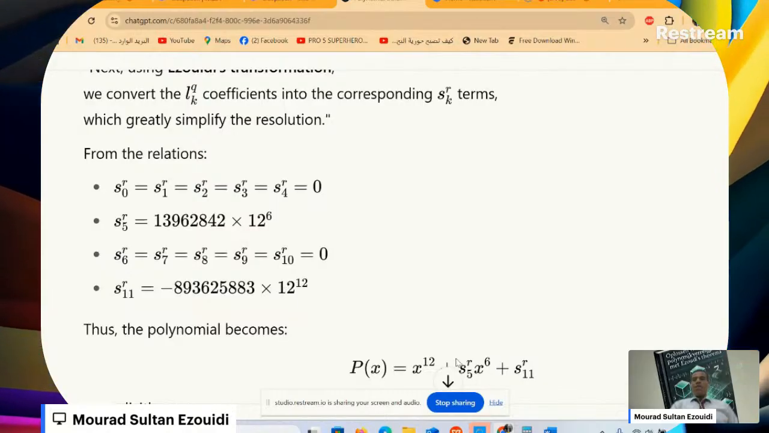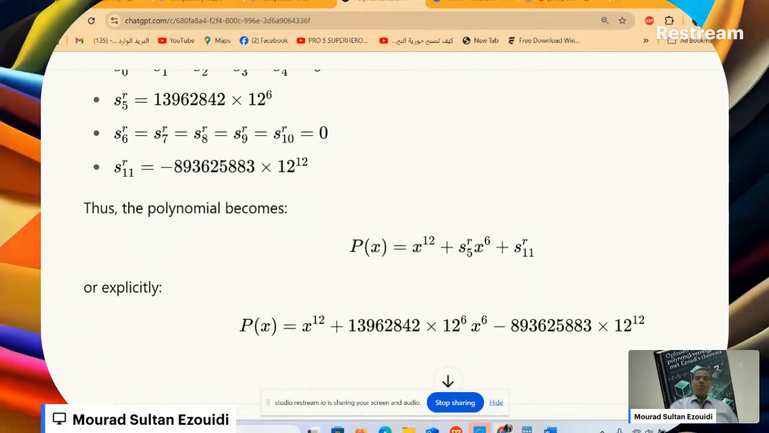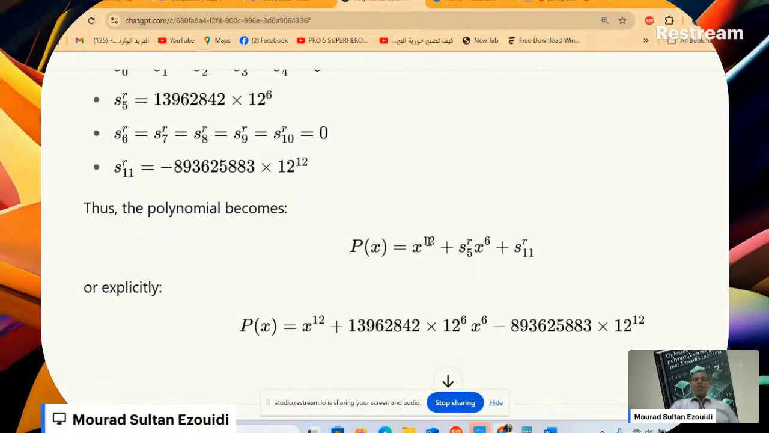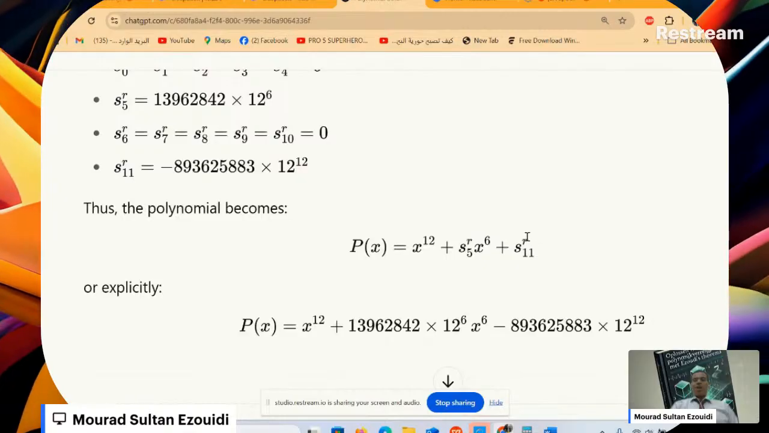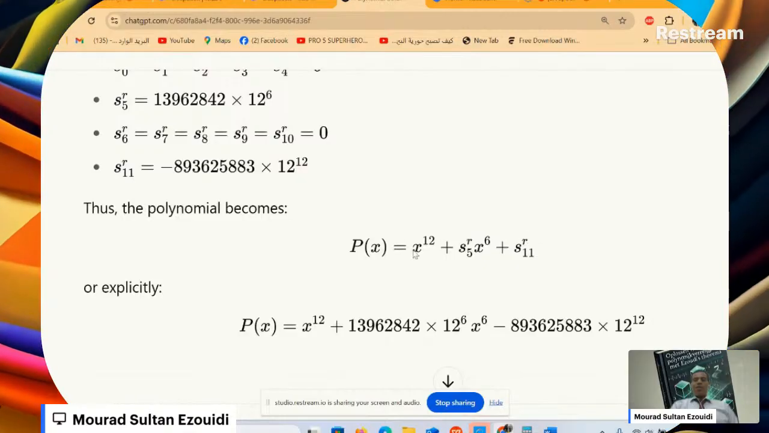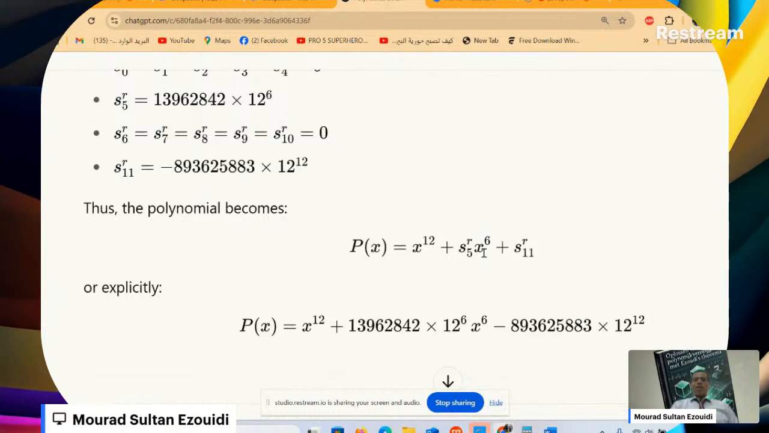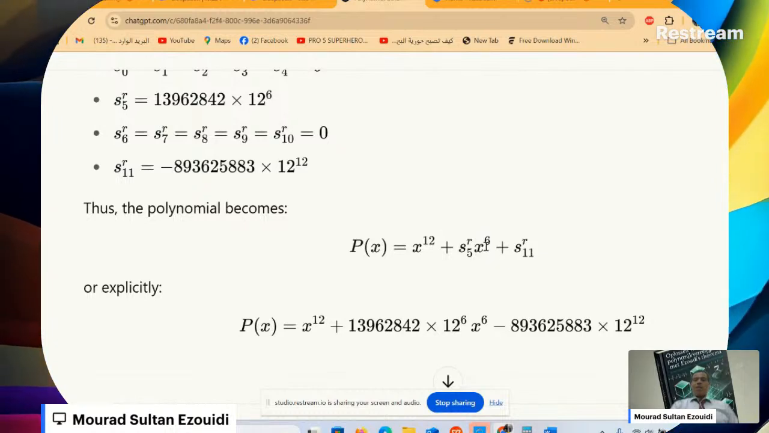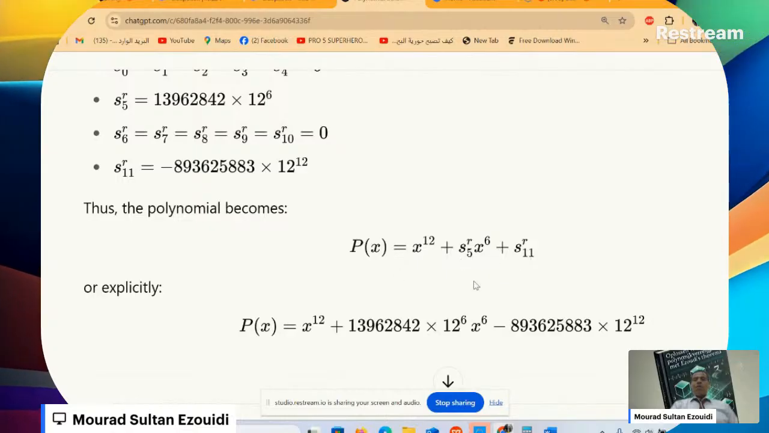Thus, the polynomial becomes in terms of s subscript k minus 1. So my polynomial has to be equal as that. P of x equals x raised to the power 12 plus s5 of 42 x raised to the power 6 plus s11 of 42. So you can see this one, in fact, is a second degree polynomial equation. By setting y equal x raised to the power 6, it will be y squared plus s5 y plus s11.